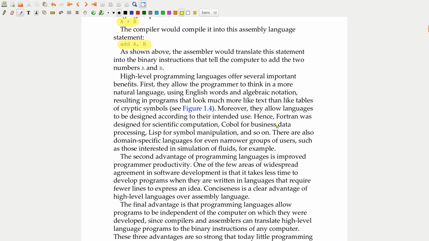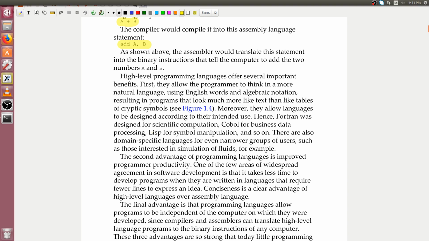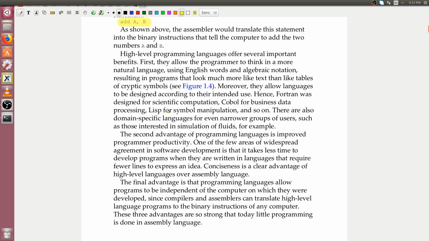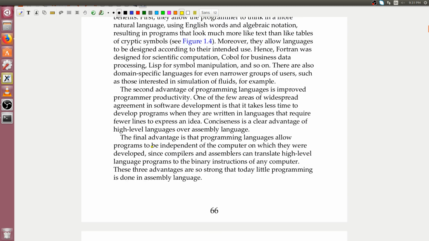Hence, Fortran was designed for scientific computation, COBOL for business data processing, Lisp for simple symbol manipulation, which Lisp isn't. I don't know how common it is to use Lisp anymore. I feel like not many people use Lisp anymore, and I feel like that's a little sad. I always wanted to learn Lisp, but I never have because I'm not a computer scientist.